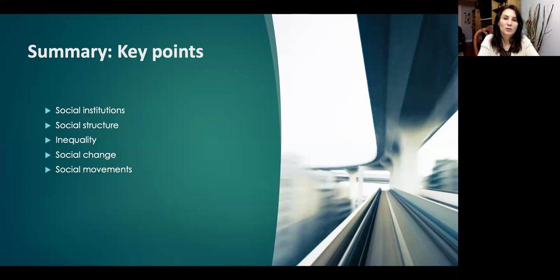And we talked about social change, how social change happens. We talked about main theories, main elements of social structure. I hope you got some understanding of social structures.